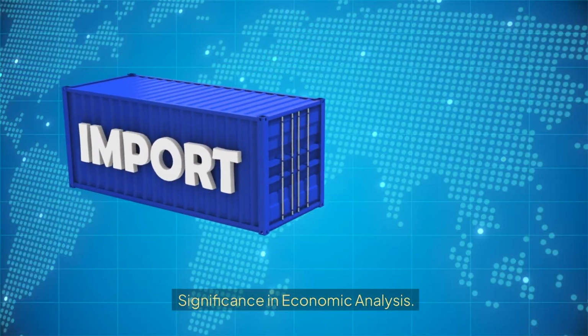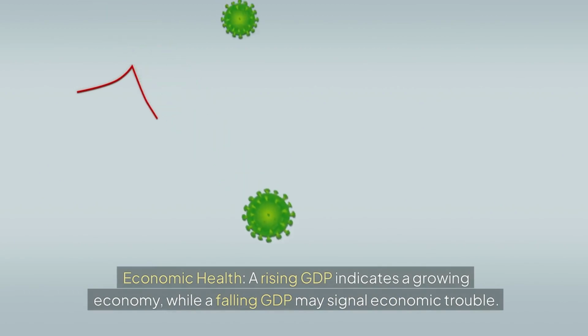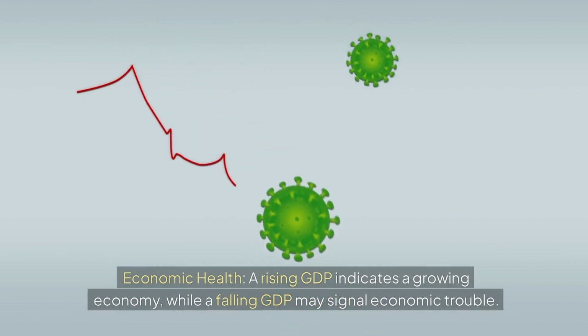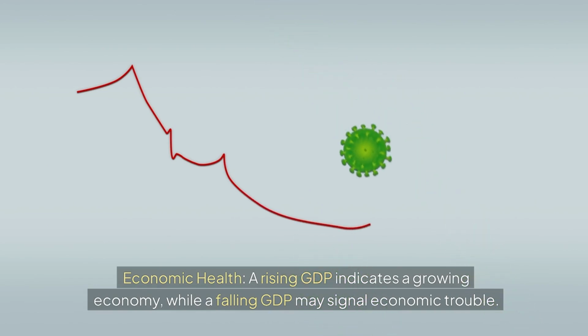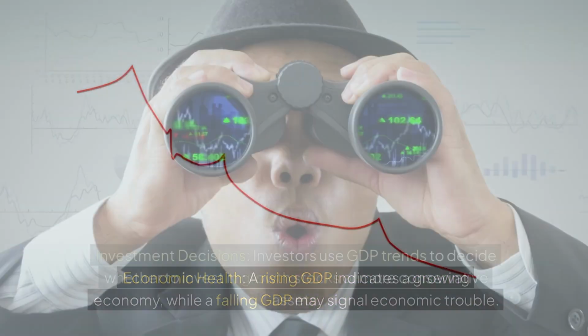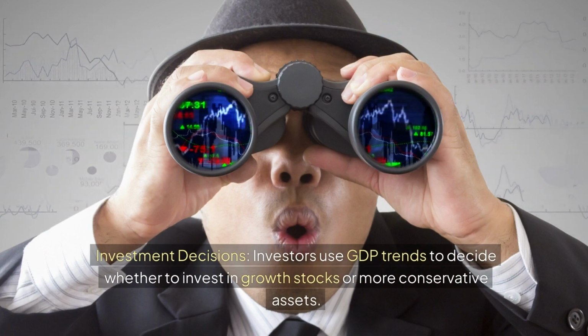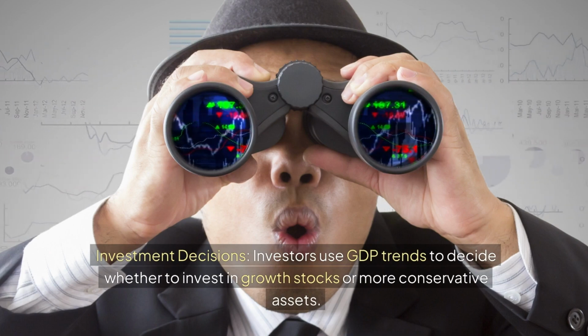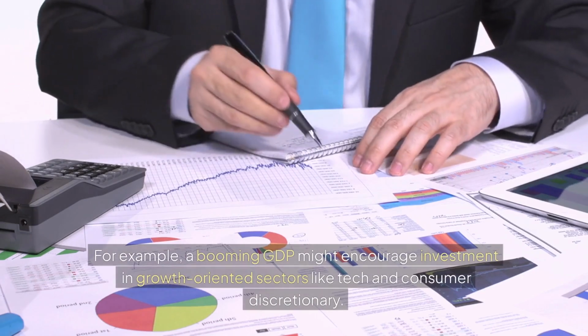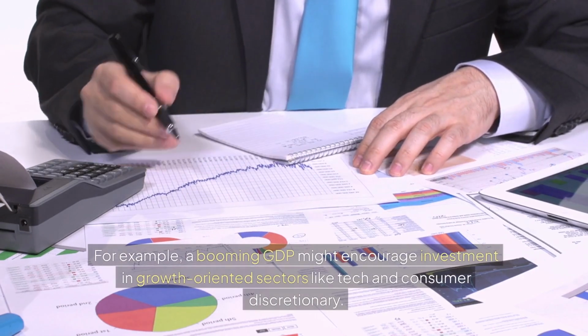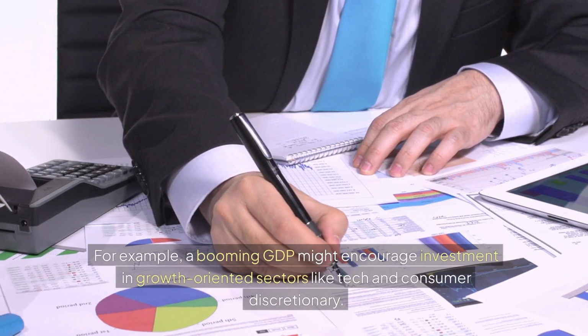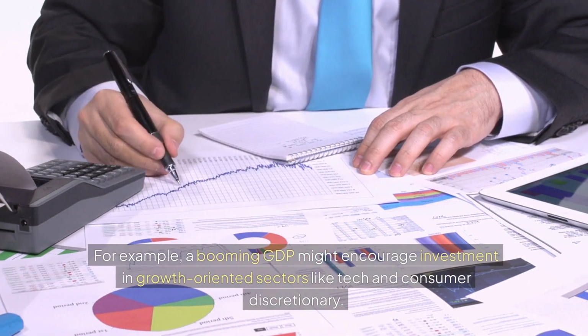Significance in economic analysis. Economic health. A rising GDP indicates a growing economy, while a falling GDP may signal economic trouble. Investment decisions. Investors use GDP trends to decide whether to invest in growth stocks or more conservative assets. For example, a booming GDP might encourage investment in growth-oriented sectors like tech and consumer discretionary.